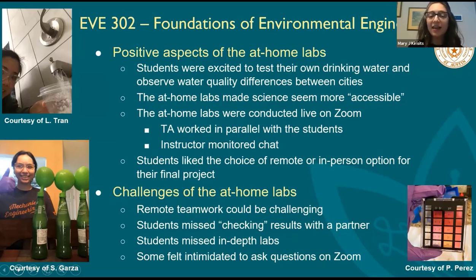The challenges of the at-home labs, as Srijan mentioned before, sometimes the remote teamwork could be challenging, but I'm not sure it was that different than the challenges that you have in an in-person team. So just a lot of the same issues were coming up, that some people weren't participating and some people were. Some of the students told me that they missed checking their results in real time with a partner. As you're going through an experiment and you get some data, you go to the person next to you and say, well, what did you get? Does this make sense? And they certainly could have done that on Zoom in the chat, but maybe they just didn't feel free enough to do it.